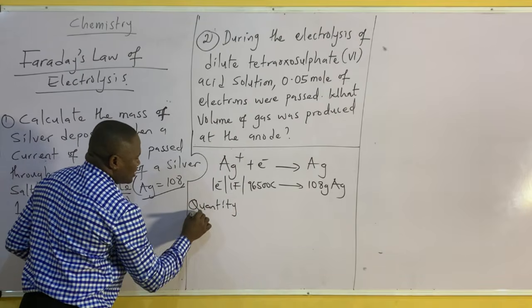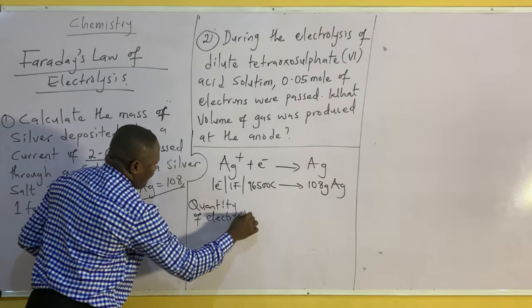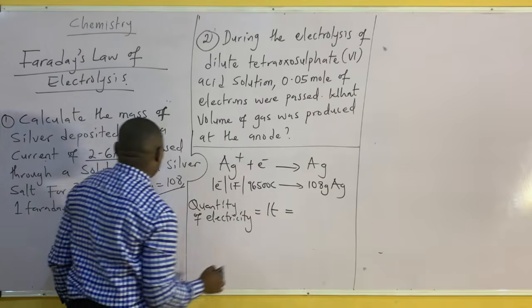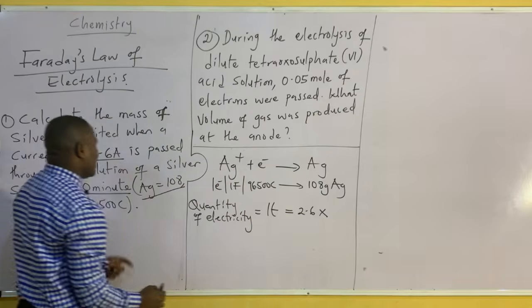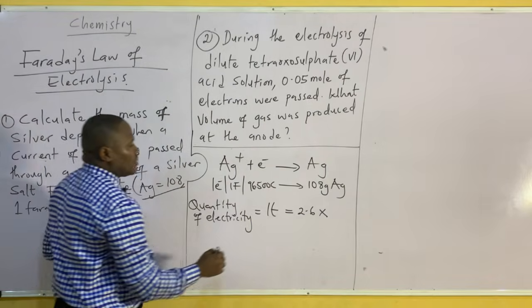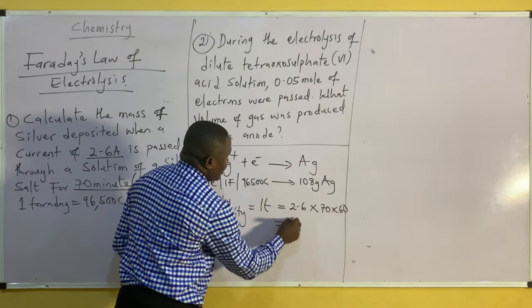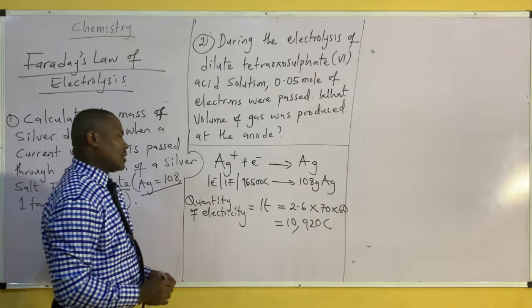Quantity of electricity will be equal to IT, which equals, what's the current? 2.6 times, what's the time? 70 minutes, which will now be 70 times 60, 10,920 coulombs. That's what this will give to us.